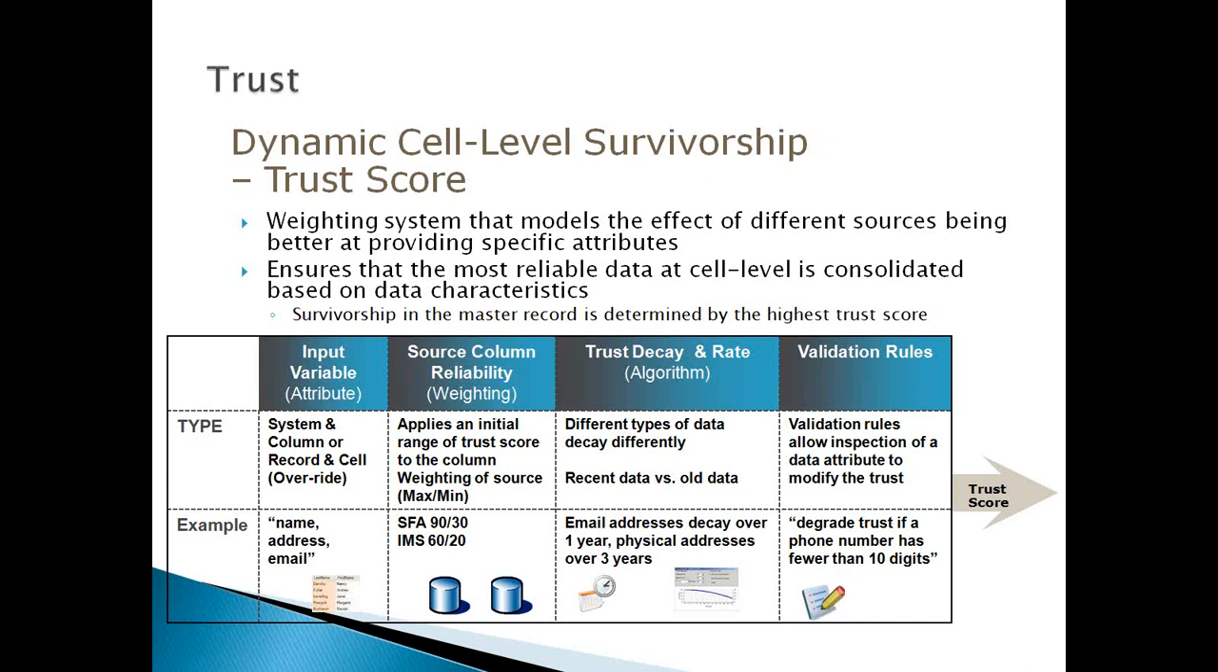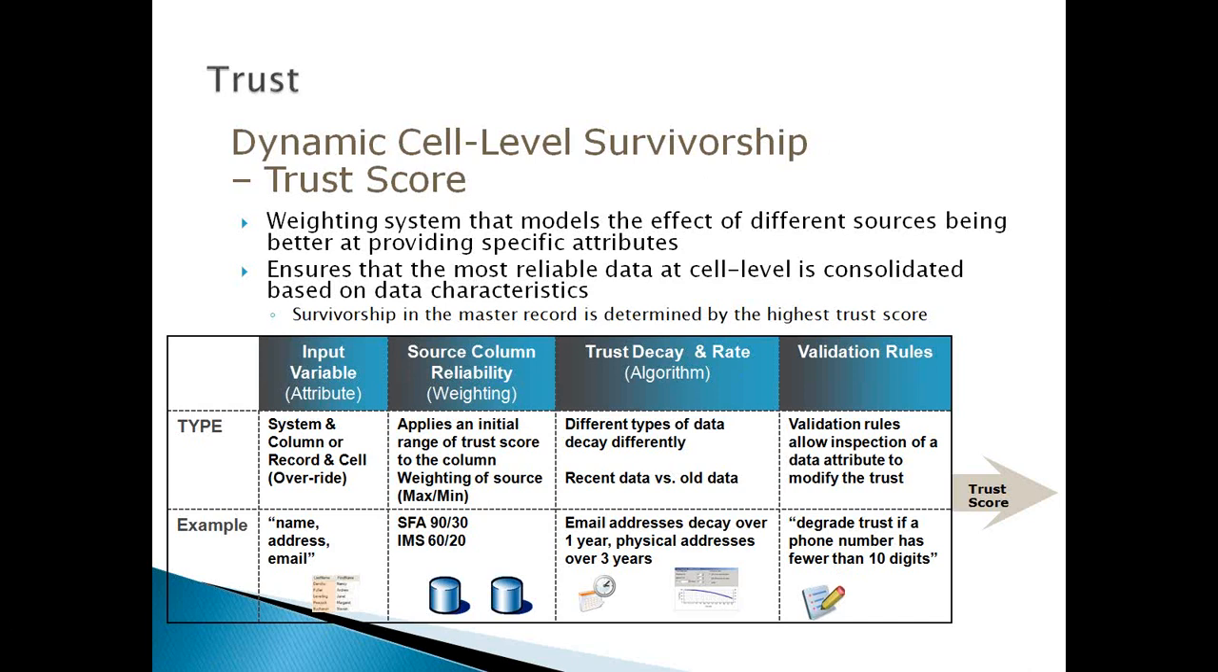But now I have a scenario where both of them, SFA as well as IMS, are giving me bad data. So MDM will downgrade both of them by 50%. So SFA will become 45, IMS will become 30. So now SFA has 45, which is more trusted. So the SFA value will get promoted into the master record. If both are bad, we cannot help it. One of the bad values will go into the master record.